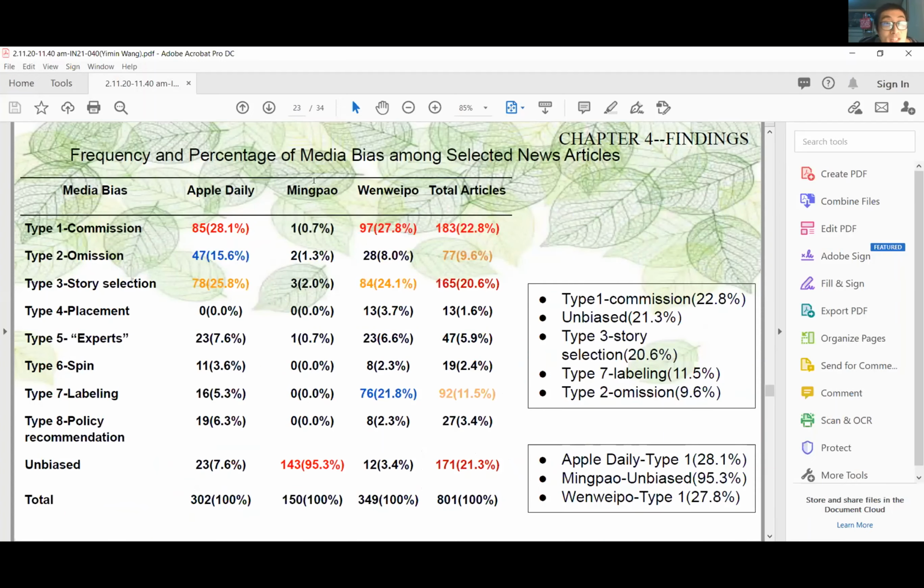For media bias, we can see that type 1, type 2, and type 3 are the most common biases in their news agendas. For Minpo, most of its articles are relatively unbiased. For Apple Daily and Weibo, the articles contain severe bias. We can see the result.